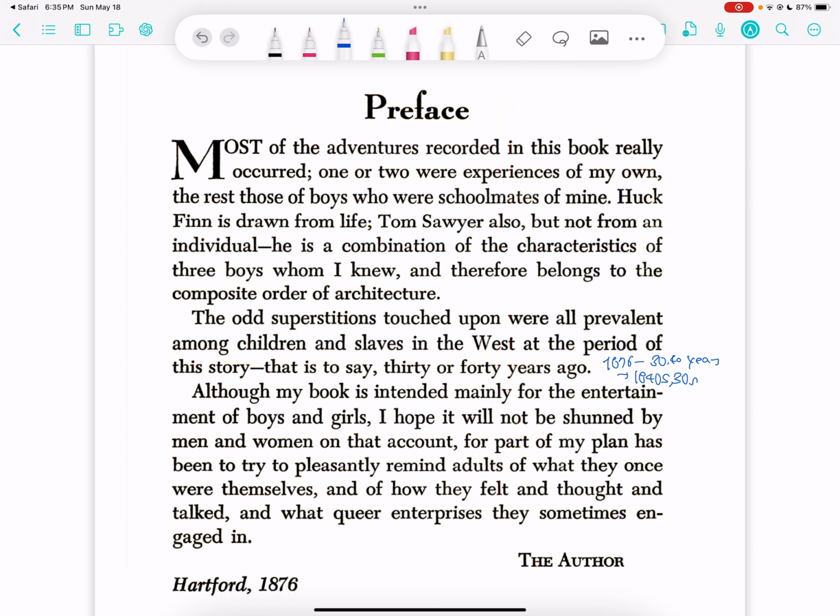"Although my book is intended mainly for the entertainment of boys and girls, I hope it will not be shunned by men and women on that account, for part of my plan has been to try to pleasantly remind adults of what they once were themselves and how they felt and thought and talked and what queer enterprises they sometimes engaged in." And the word queer here is very, very important.